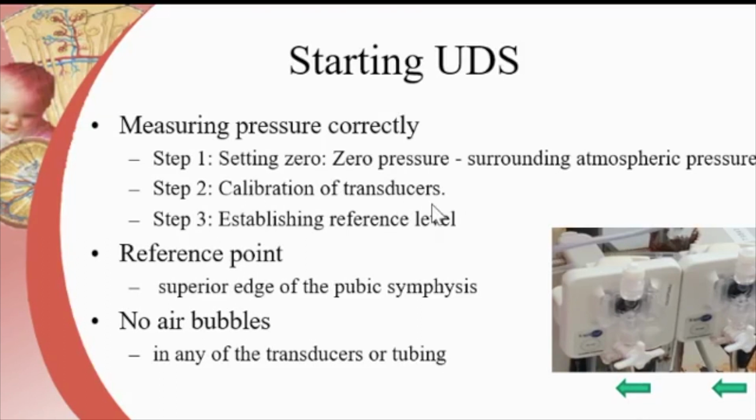The second thing is calibration of transducers. You have to make sure that there are no air bubbles in the transducers, and the reference point is always the superior edge of the pubic symphysis. So if you are doing it in a lying position, and somebody has left it in a lower position for sitting position, then you have to elevate it according to the level of the couch, and there should be no air bubbles in any of the transducers or tubings.